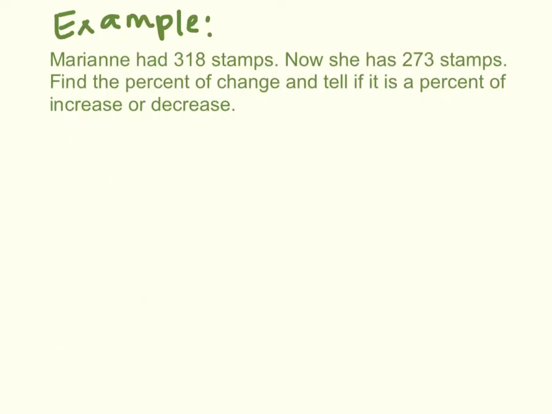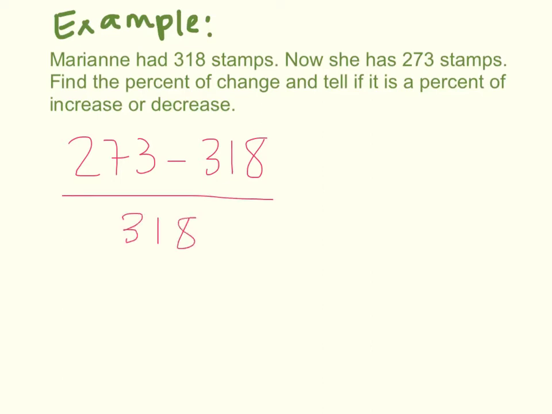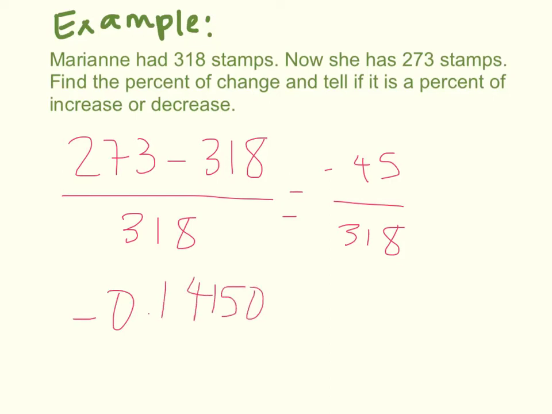Now an example: Marianne had 318 stamps. Now she has 273 stamps. Find the percent of change and tell if it's a percent of increase or decrease. I'm going to take the final amount, 273, subtract the original amount, 318, and put it over 318. When I do that on my calculator, I get negative 45 over 318. And when I do that on my calculator, I get about negative 0.141509.